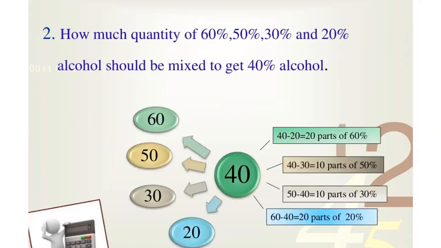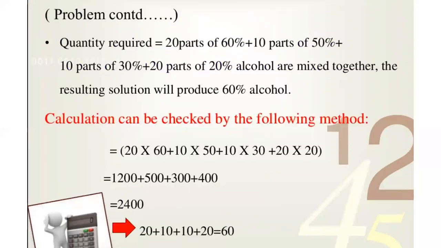So you can see here another problem. How much quantity of 60, 50, 30, 20 alcohol should be mixed to get 40% alcohol? So what is the required percentage? 40. Here another thing you see, what is the highest top percentage? That is 60. What is the weaker percentage? That is 20. So 60 at the top, 20 on the right downside, and the remaining 60, 50, 30, 20. So like that you have to calculate. So 40 minus 20, 40 minus 30, 50 minus 40, 60 minus 40. Same as the last calculation, you have to calculate this one. If you practice once, you will get it.